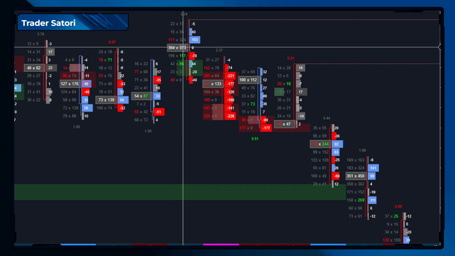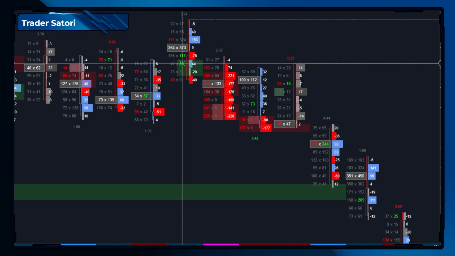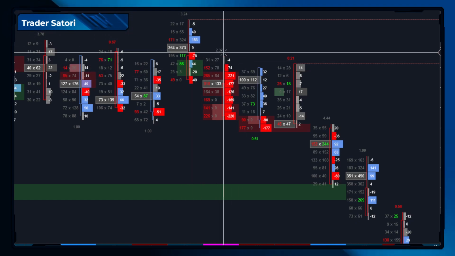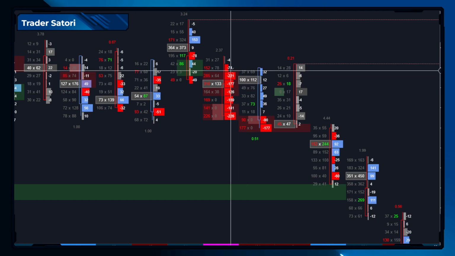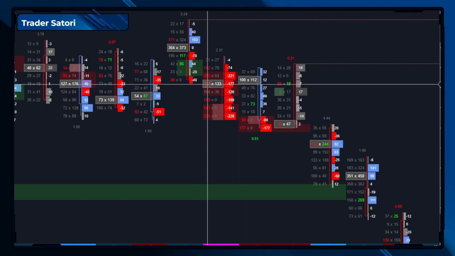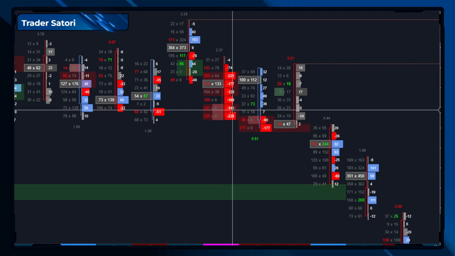two ticks below the POC. Okay, so 1, 2 would be your entry. Once price comes up into this, you then enter and go short. Or if you want extra confirmation, you'd wait for more sellers to show up on the next candle.